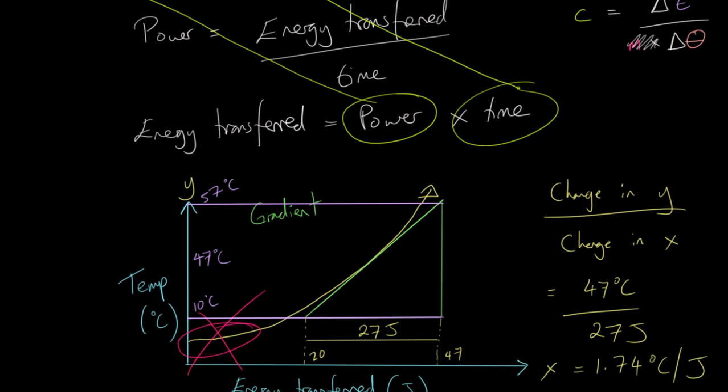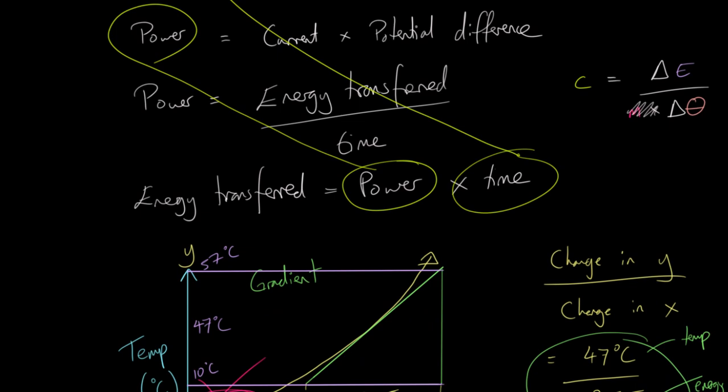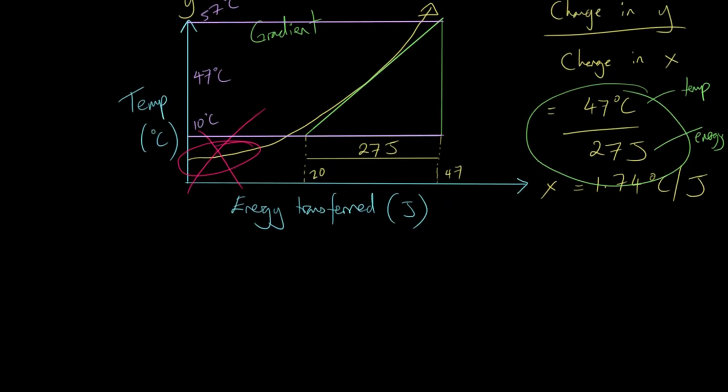Except that there is a problem. Have you spotted what the problem is? If you look over here, what I've done is I've divided the temperature by the energy. If you look back up here to work out the specific heat capacity, seeing as we've forgotten all about the mass, seeing as it's just one, you've got to do energy divided by temperature. It's the wrong way round.